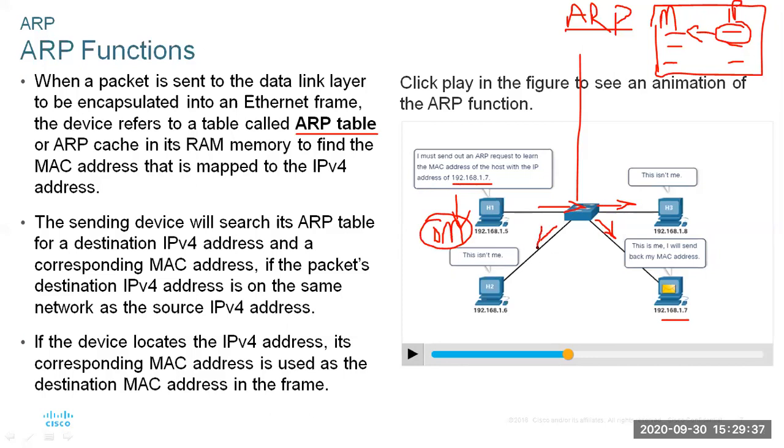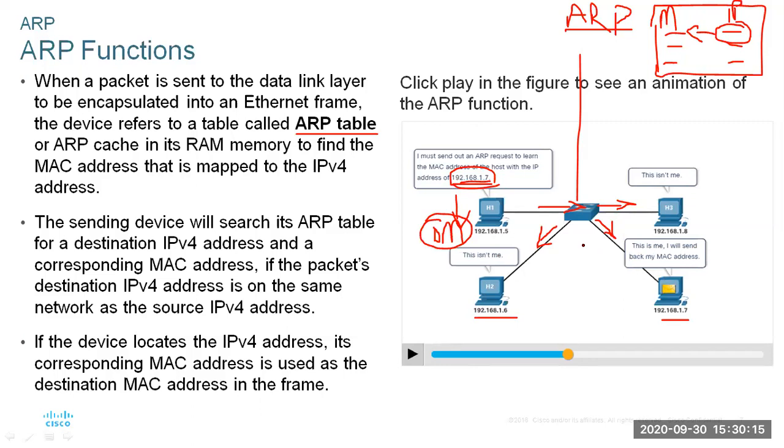Now, in the broadcast, what is he going to send? He will say, who has this IP address? Who is the owner of this IP address? I need your MAC address. Send me your MAC address. So once he sends this broadcast, this guy will respond and say, this isn't me. How did they know they are not the ones? Because their IP address does not match the query that was sent by H1. And then if this guy says, yes, this is me, I will send back my MAC address.